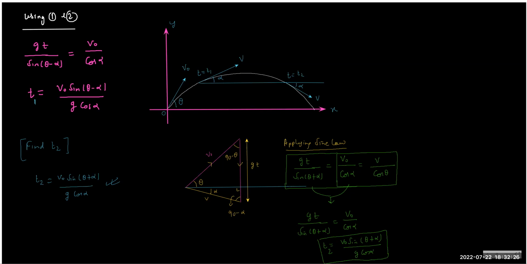So the other question that you may expect in the projectile question is, what is the difference of the time? What is the interval? So that could be the third question that you can answer easily. The interval is simply the difference. So tell me guys how to write delta t. We can take common v naught by g cos alpha, right? So we are left with sine of theta plus alpha minus sine of theta minus alpha.